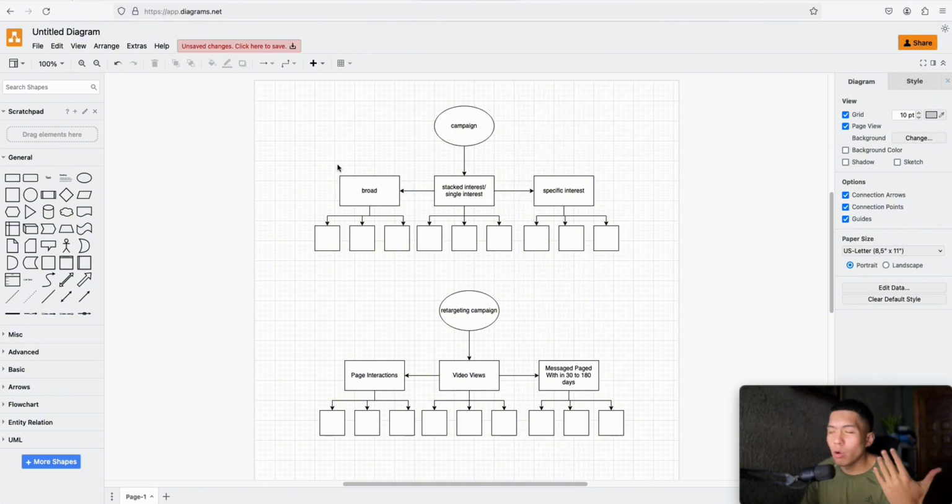First ad set would go for broad targeting, demographics, and then the second ad set would be stacked interest, single, or any interest that is related to our niche. And then the third one would be specific. It's like a campaign wherein I would create an offer for teachers, right? So I would only be targeting teachers. Let's say Happy Teachers Day, or Happy Couples Day, or Happy Workers Day, or Happy Mother's Day.